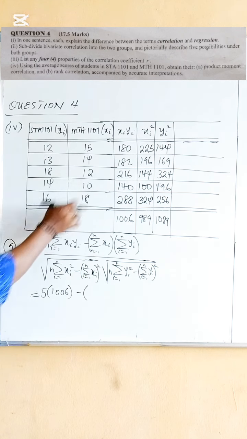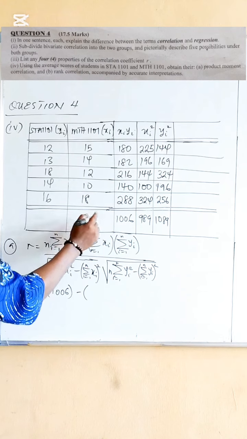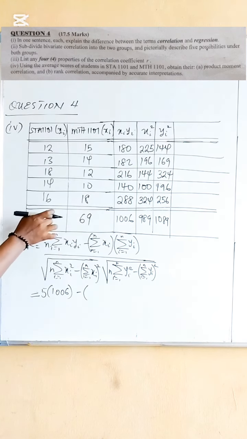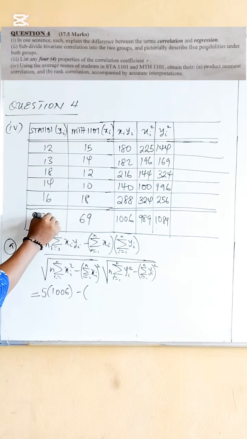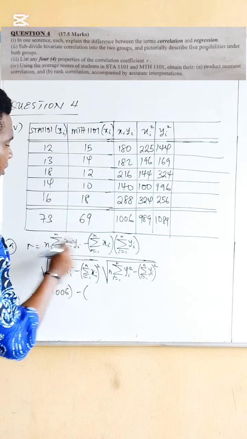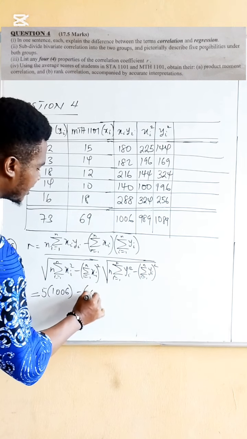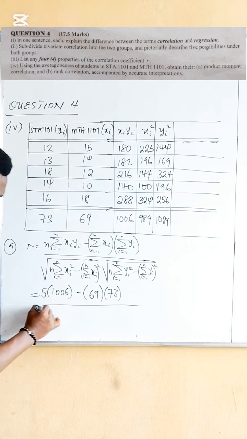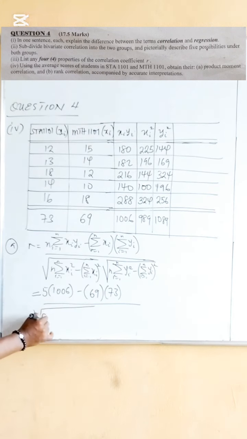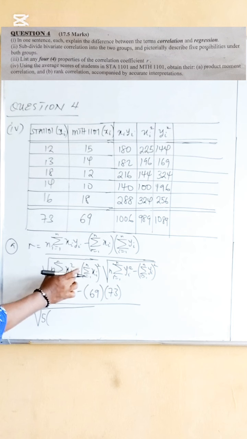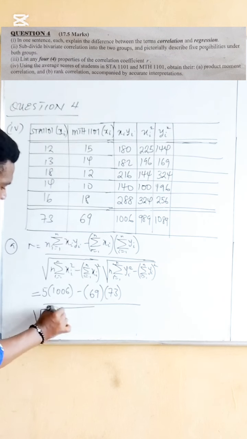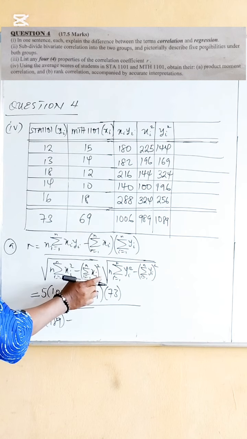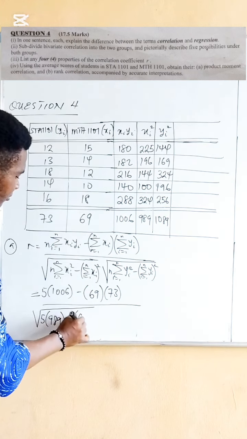Let's add all the values under xi. What are we going to get for summation xi? 69. Add all the values under yi. What are we going to get? 73. So you do that addition and confirm. So we are going to have here 69, and in brackets here we are going to have 73, all over the square root of 5 times the sum of all xi squared, 989, minus the sum of all xi's all squared, that is 69 squared.